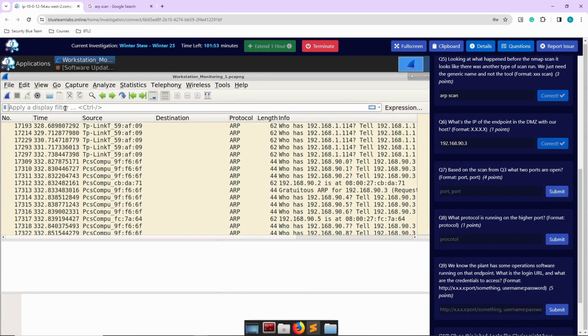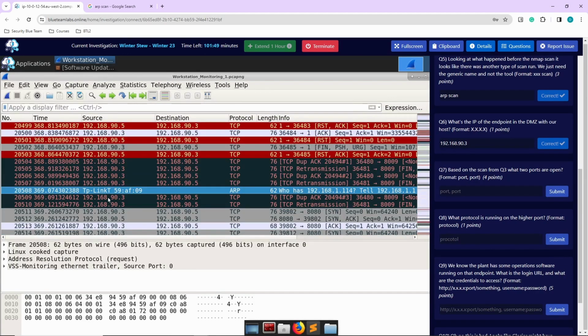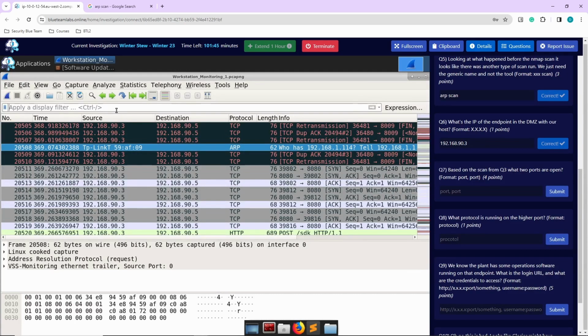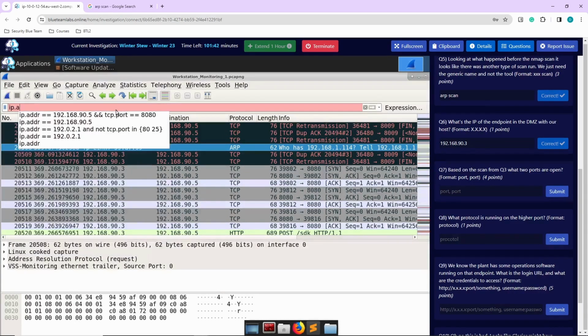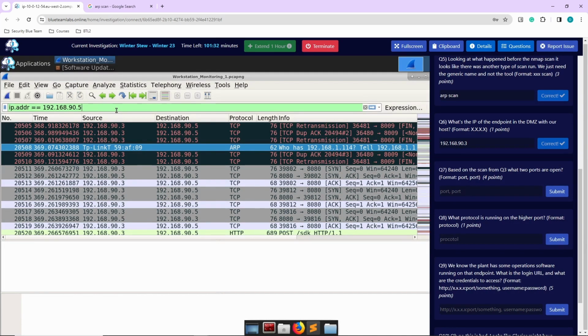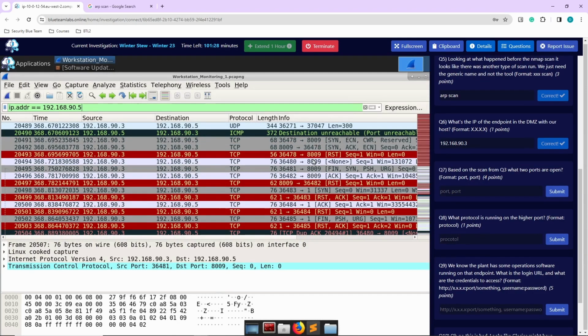Okay. So remember, we were looking at packet 2052, and we actually want IP 192.168.90.5, because that's our victim that is being scanned. That's the one we want to look at. So it looks like .3 is scanning 8009.